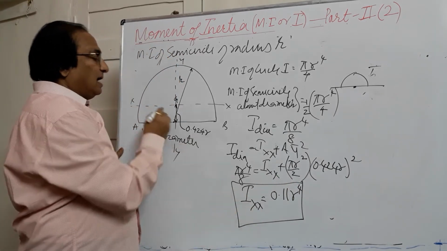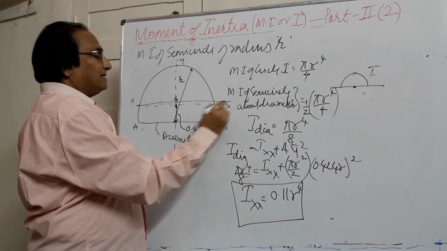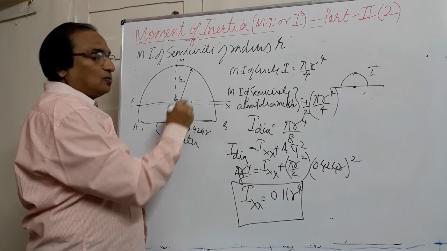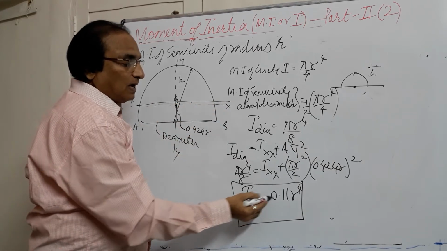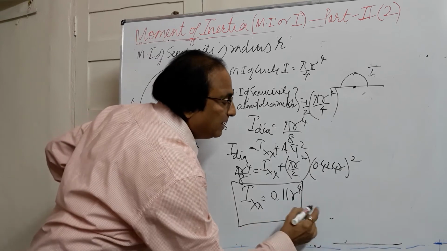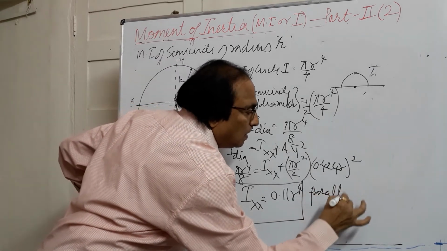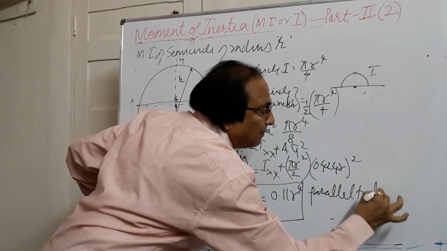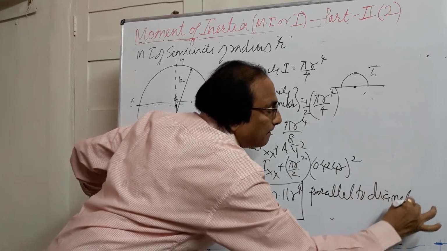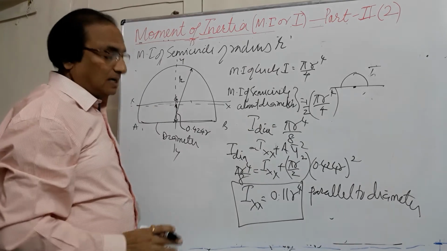And if you see here, Ixx, the x-axis and the diameter, they are parallel to each other. So this value that you get is parallel to the diameter.